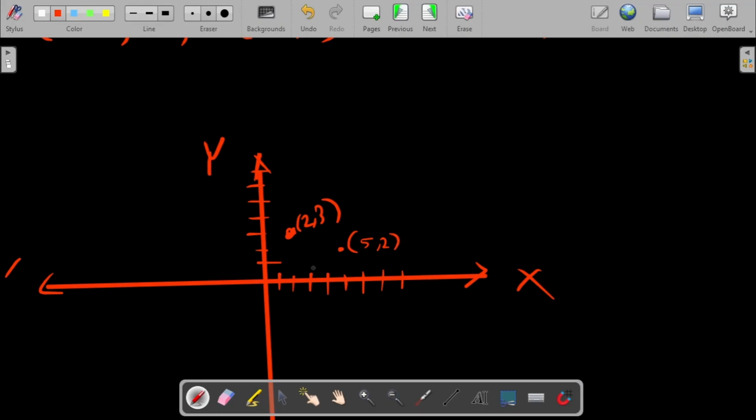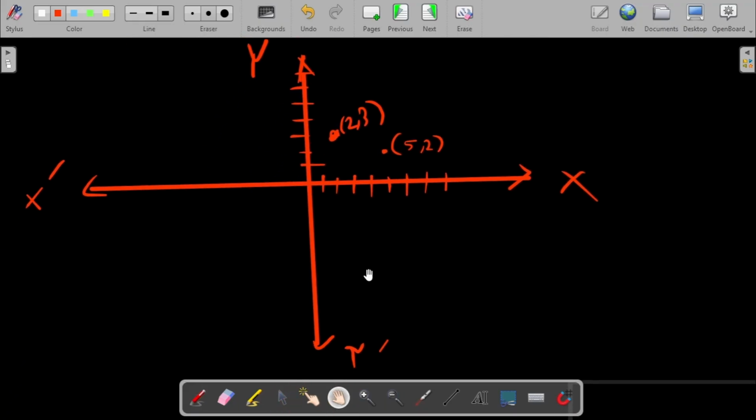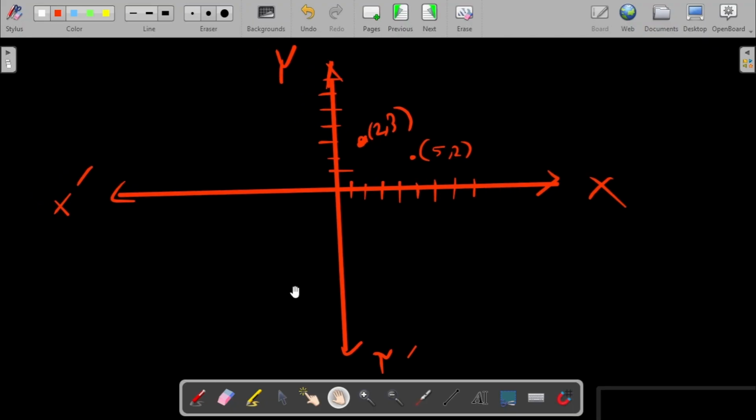In this way, we can represent any complex number in the Argand plane. The plane having a complex number assigned to each of its points is called the complex plane or Argand plane. So in the complex plane, we assign a complex number to each point. Here 5 comma 2 means 5 plus 2i. So this plane is the Argand plane or complex plane.